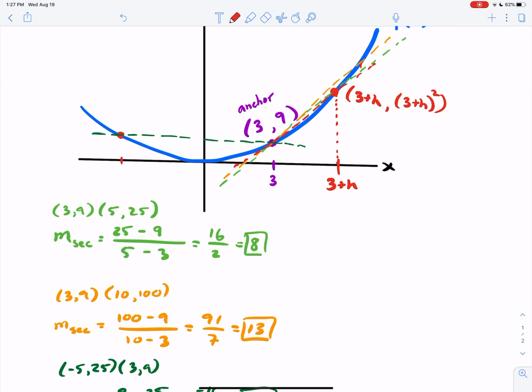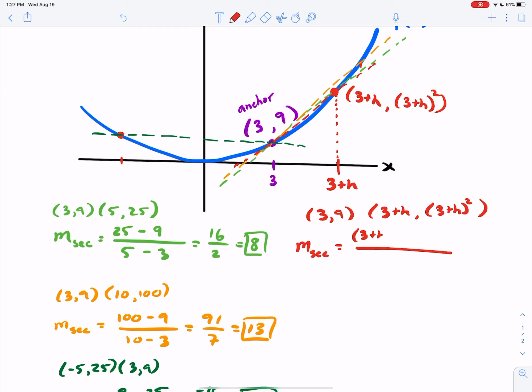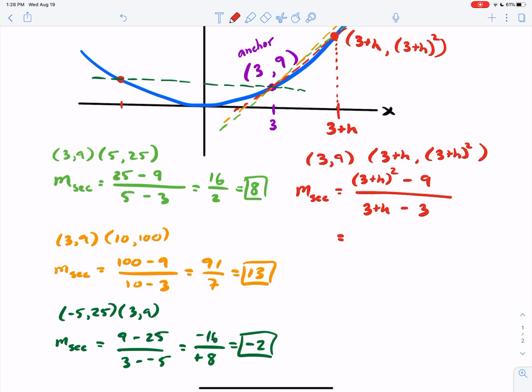And with the secant line, I can always find the slope of it. So here I have 2 points. I have 3 comma 9, and I also have 3 plus h, 3 plus h quantity squared. Okay, so here we go. So that's going to be y2 minus y1 all over x sub 2 minus x sub 1. All right, so 3 plus h quantity squared, if you expand that, remember the shortcut, or if you want to FOIL, but that takes a while, that should come out to 9 plus 6h plus h squared. And then we have a minus 9.